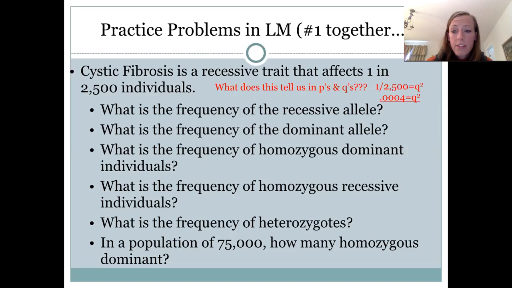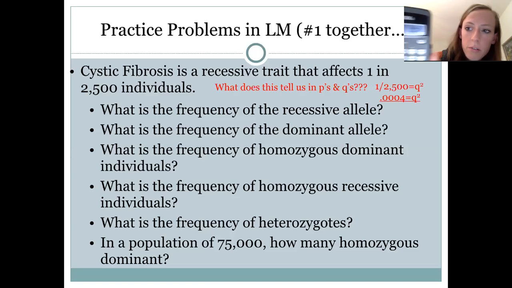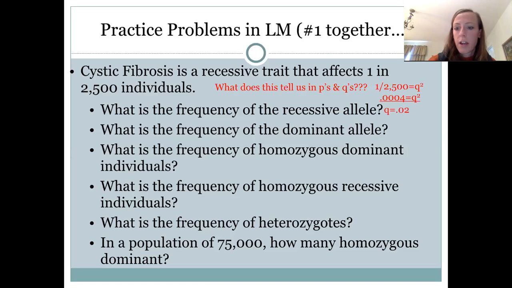Now, once you have this, and you're pretty sure that you're correct on any one of these variables, q squared, q, p, whatever it be, you're home free. You can get the rest, okay? Once you have q squared equals 0.0004, you can easily find q by taking the square root of q squared. The square root of that is going to be 0.02. Now, once you have q, you know that p plus q equals 1. So take 1 minus 0.02, and you get a p value of 0.98.